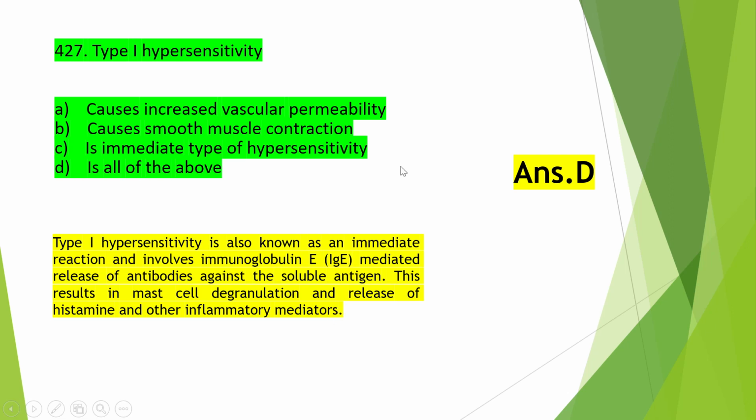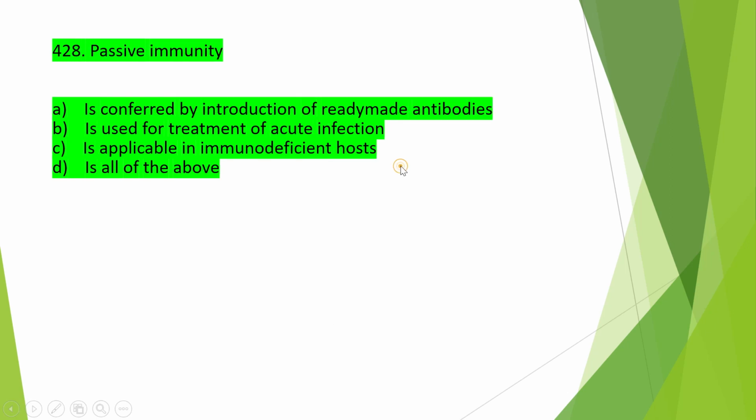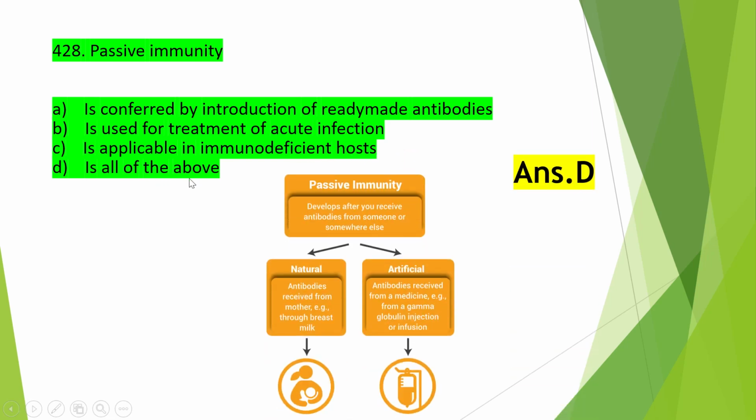Okay, so move on to the next question, that is passive immunity. Passive immunity is conferred by introduction of ready-made antibodies, is used for treatment of acute infection, is applicable in immunodeficient host, or is all of the above. And the right one is option D, it is all of the above.